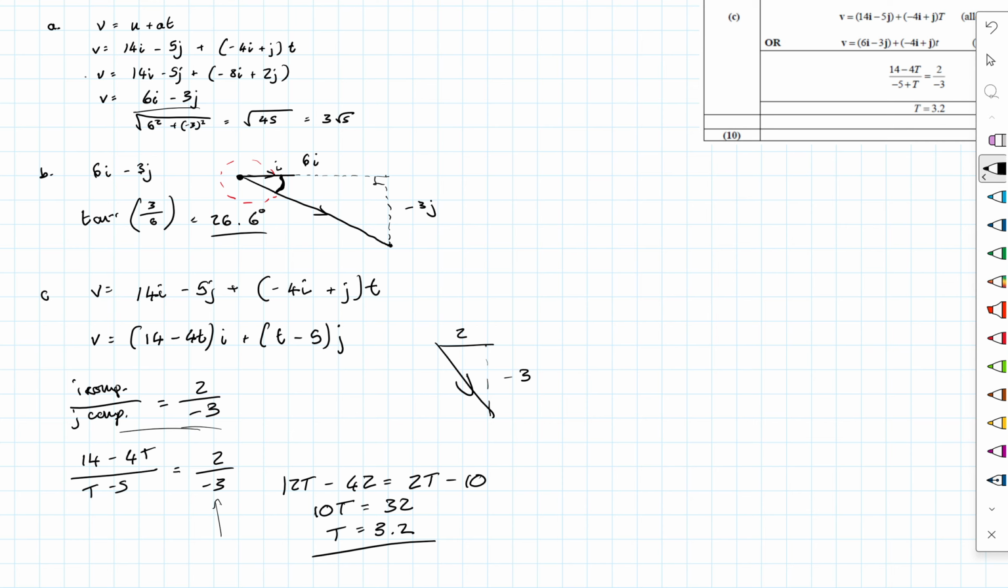So if that makes total sense to you, then you should be fine. But it still might be worth having a look back at exercise 3B and just using this to do a few of those questions.